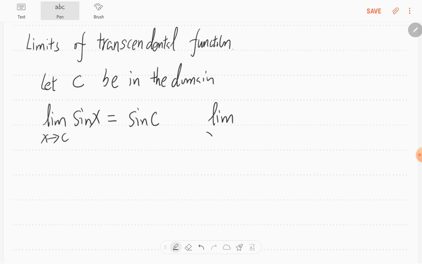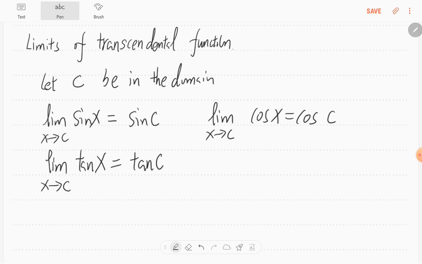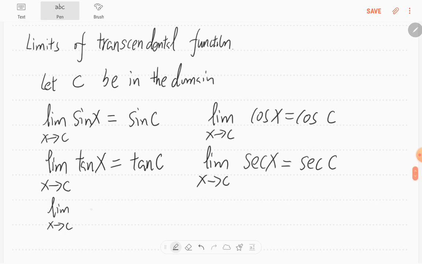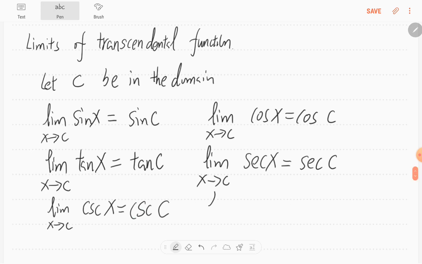The limit as x approaches C of cosine x is equal to cosine of C. The limit as x approaches C of tangent x is equal to tangent C. The limit as x approaches C of secant x is equal to secant C. The limit as x approaches C of cosecant x is equal to cosecant C. The limit as x approaches C of cotangent x would be cotangent C.